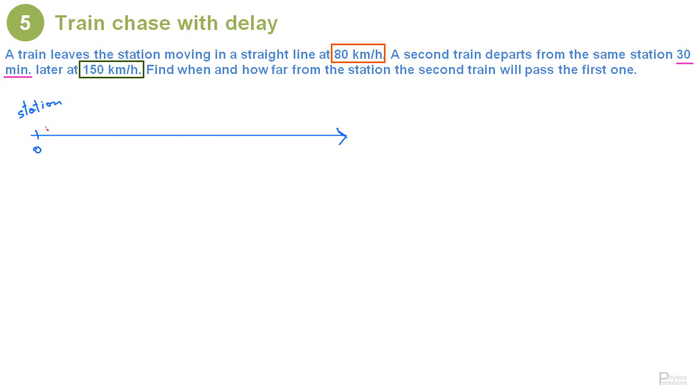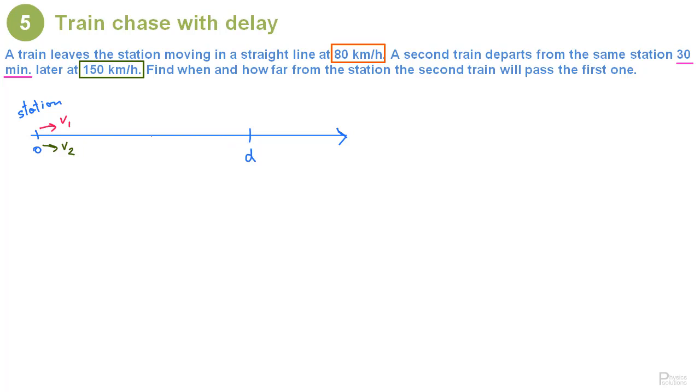The first train moves at velocity v1 and the second train moves in the same direction with velocity v2. The second train will pass the first one somewhere here, and we can call that coordinate d. That means the distance d from this station. So this is basically the cartoon of the situation.